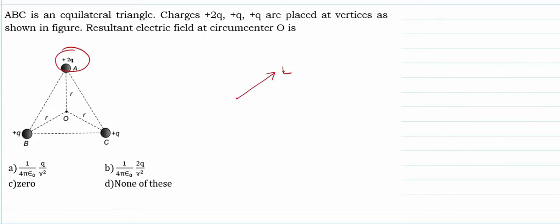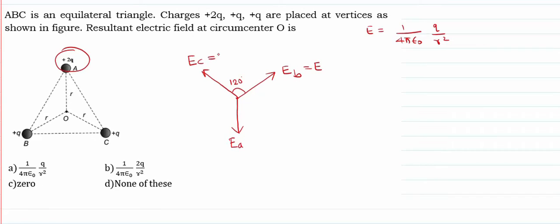Intensity due to B and C will be away from it. So intensity due to B will be in this direction, intensity due to C will be in this direction, and intensity due to A will be in this direction. So the angle between these three will again be 120 between each other. Now E is equal to the intensity due to charge Q, 1 by 4 pi epsilon naught Q by R square. So EB will be equal to E, EC will be equal to E, and E due to A, where the charge is 2Q, will be double, so this is 2E.